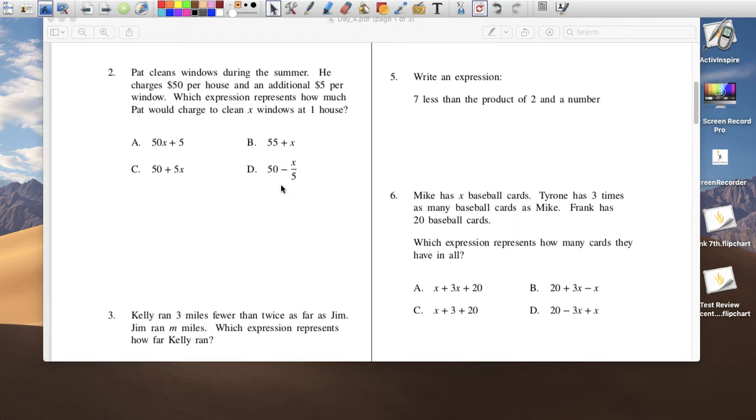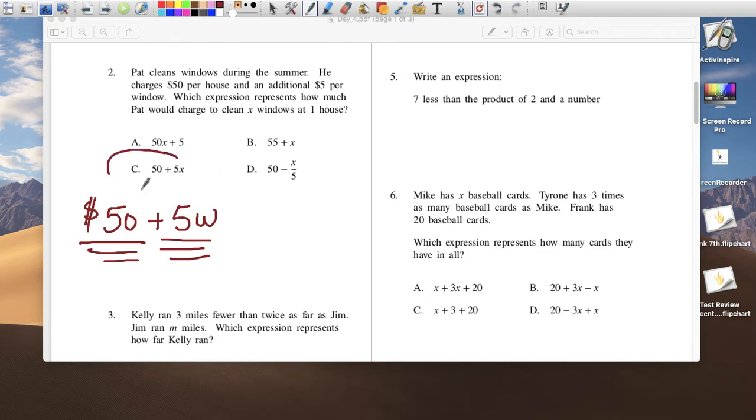Pat cleans windows during the summer. He charges $50 per house and an additional $5 per window. So just to show up to your house, he's going to ask you for $50 plus $5 per window. $5 for each window. So here is my expression. Which expression represents how much Pat would charge to clean x windows at one house? So $50, he comes to your house, and then $5 per window, or x, 5w, 5x, 50 plus 5x, and we have a winner here.